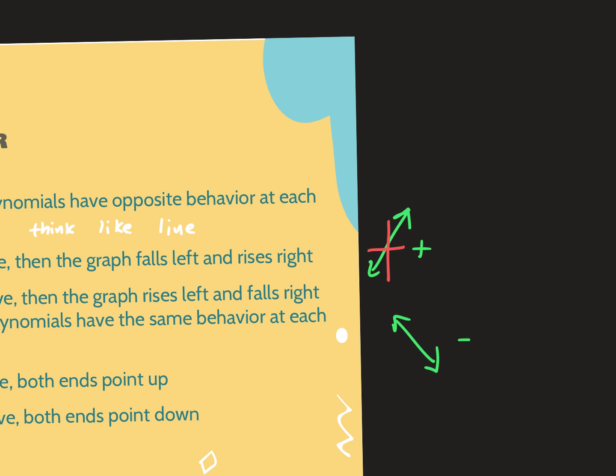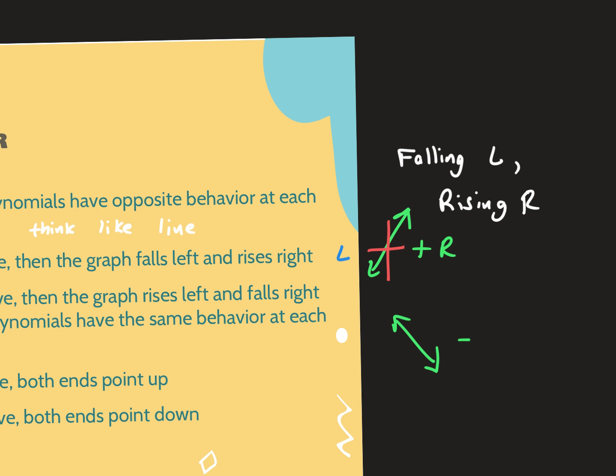How you would write that is, because we always read a graph from left to right, your end behavior would be falling left and rising right. And we're going to do a bunch of examples, and by the end of this, you're going to be like, oh my gosh, this is so easy. Can I have a million questions like this?